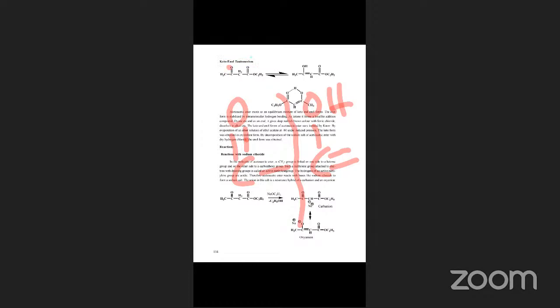See, C double bond O here, CH2 here. The hydrogen shifts towards this oxygen. The double bond forms between the carbons and the hydrogen goes to the oxygen. That is the keto group. OH means alcohol, so enol. This is keto. That's why they call it keto-enol tautomerism. What does tautomerism mean? Proton shift. Note this well: a 1,3 proton shift is known as tautomerism. Keto group is converted into enol, and enol group is converted into keto. That's why we say keto-enol tautomerism.